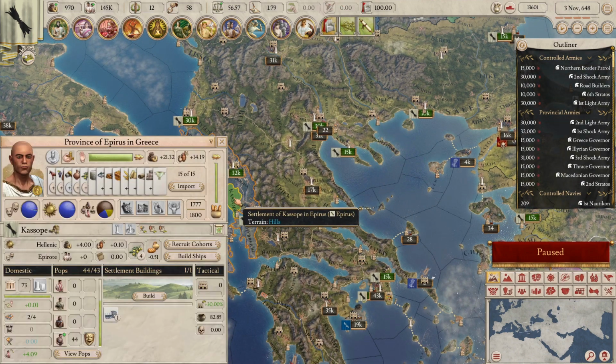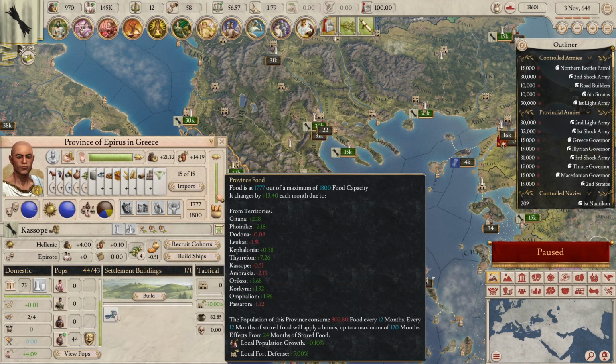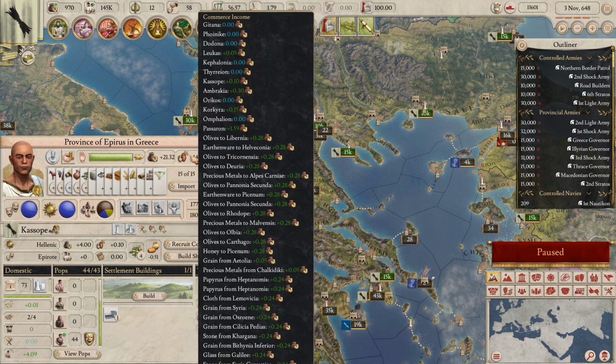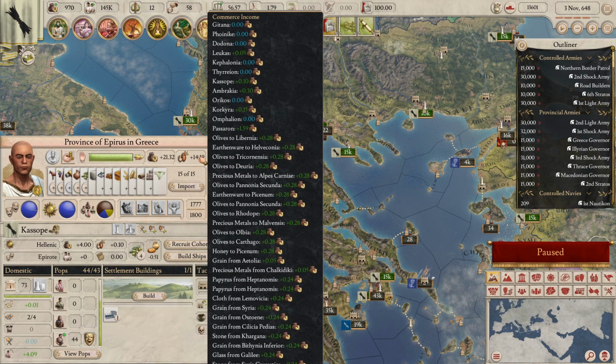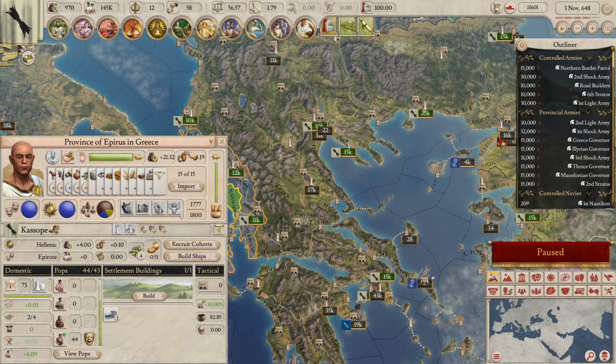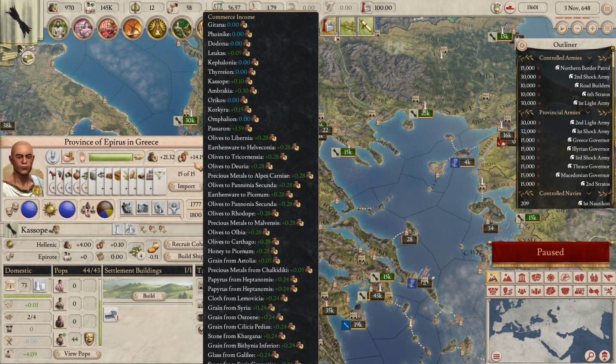Here it will open up the province tab, and you can see at the top of the screen you have two values which are divided. First, the one to the left, which represents the tax income, and then the one to the right, which represents commerce income. Commerce income is the one here that gets affected by the governor policy of encouraged trade. Tax income is generated by slaves, while commerce income is generated by citizens.